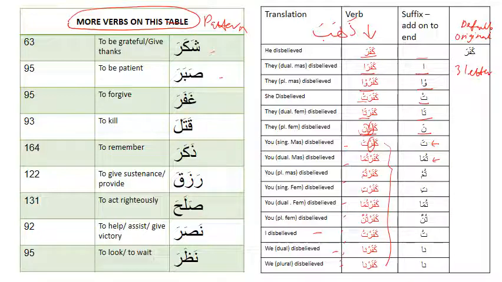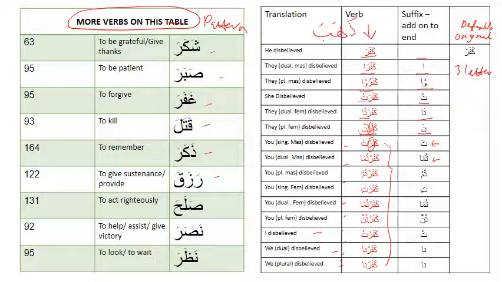Sabara means to be patient. Ghafara, to forgive. Qatala, to kill. Dhakara, to remember. Razaqa, to give sustenance or to provide, to give rizq. Rizq means sustenance. Salaha, to act righteously. Nasara, to help. Nadara, to look and wait.